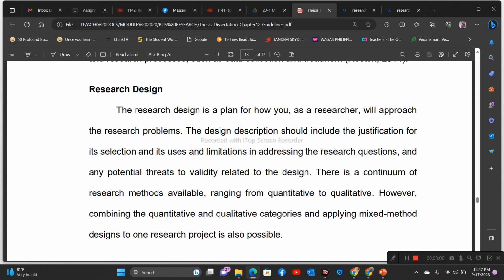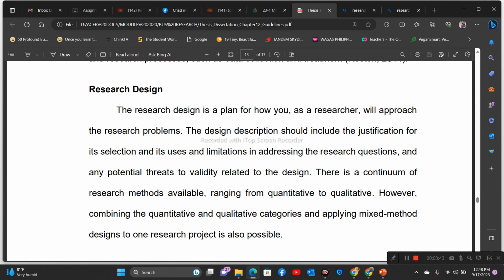So for example, let's say you said the research design of this study is quantitative. You have to support your answer. Justify why quantitative, so you have to include the description of what quantitative is, or if you use qualitative, you have to include the description of what qualitative is so that it will justify your research design. And include any potential threats to validity related to the design.